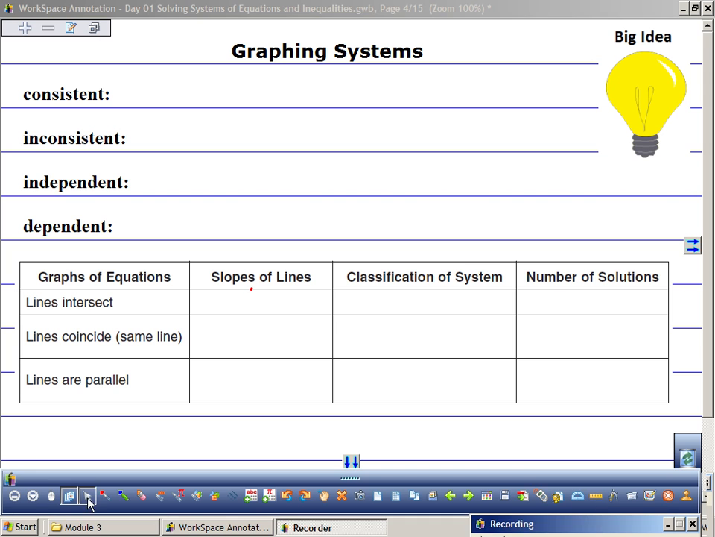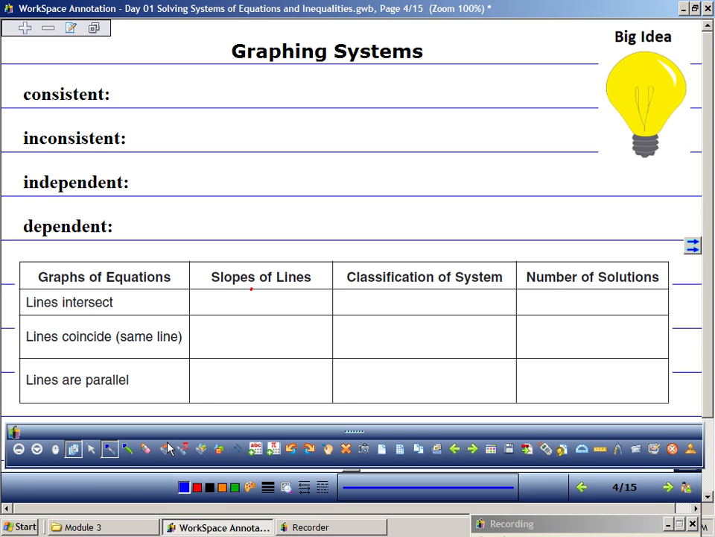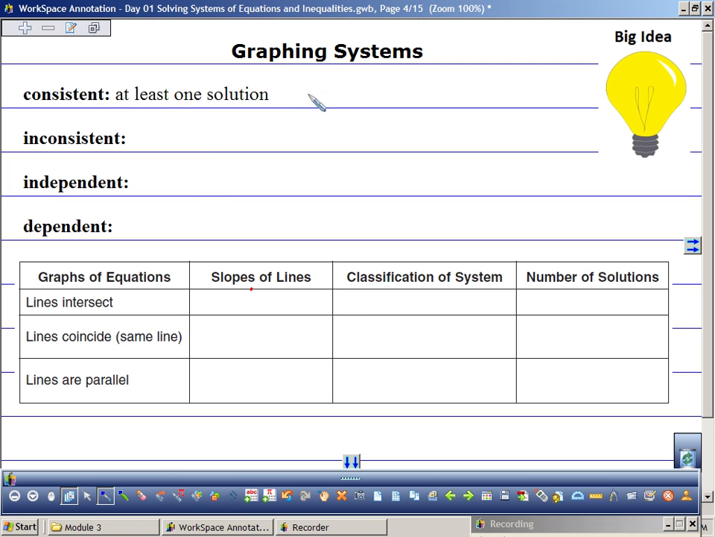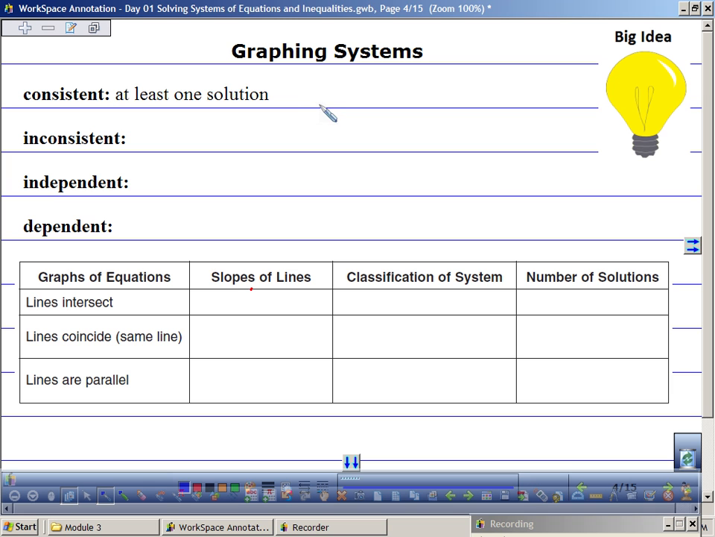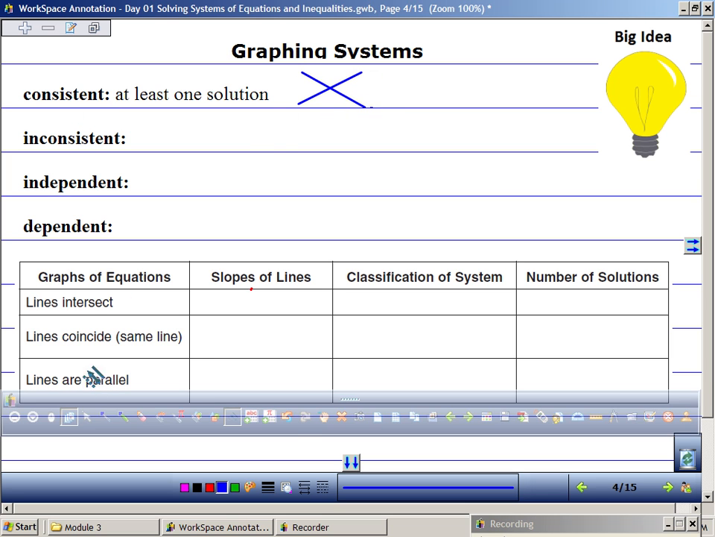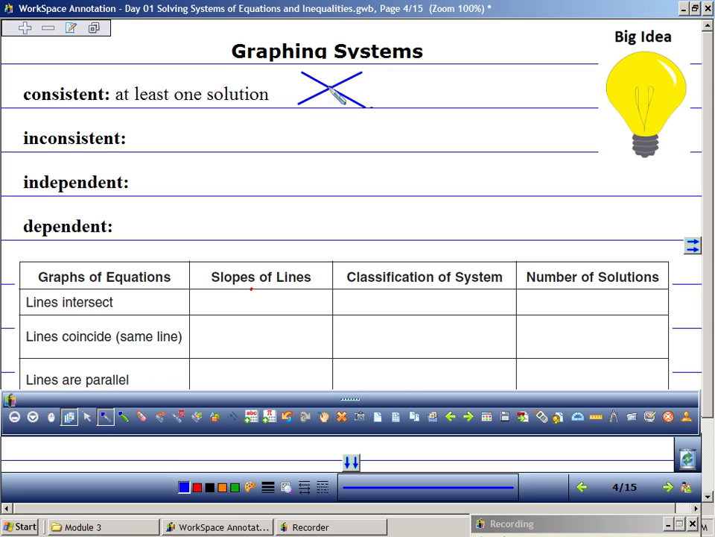Let's talk graphing systems. The first vocabulary word I have here is consistent, at least one solution. What would that look like if I was graphing something? We just talked about it. It would be lines intersecting, right? One solution, consistent. They say consistent because you can consistently say that there is a solution there.